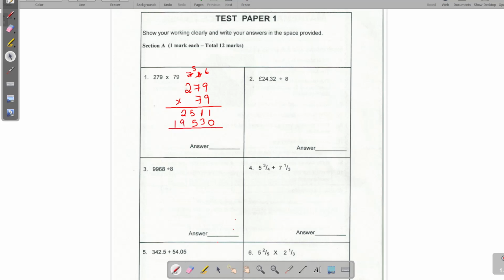Now we just add it together. That is 1, 4, 10. You carry the 1, 2, 2. So the answer is 22,041.